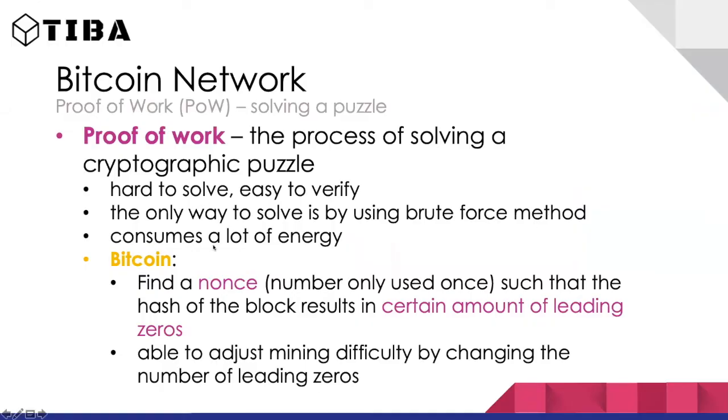Yeah, so hopefully you kind of know what I'm talking about when I say find a nonce such that the block hash has a certain amount of leading zeros. So you're basically trying to find a valid block. And one interesting thing is that you're able to adjust the mining difficulty by changing the number of leading zeros. If you have more leading zeros, then it's harder to get. If you have fewer leading zeros, then it's easier to find a nonce that matches that.